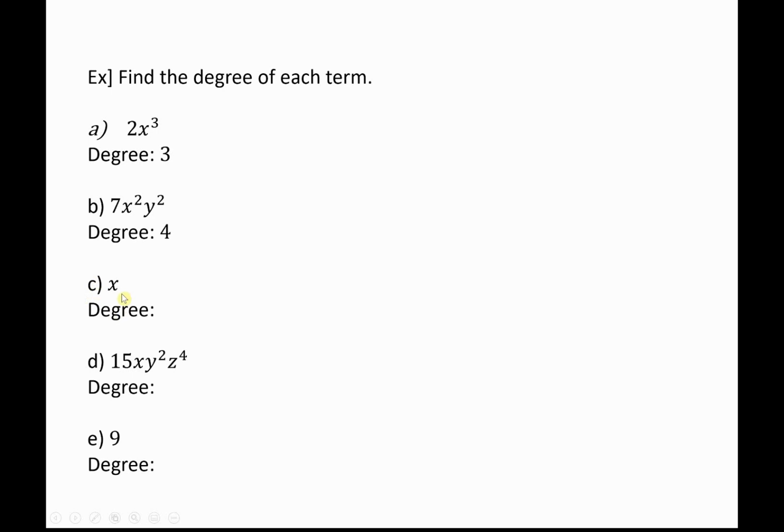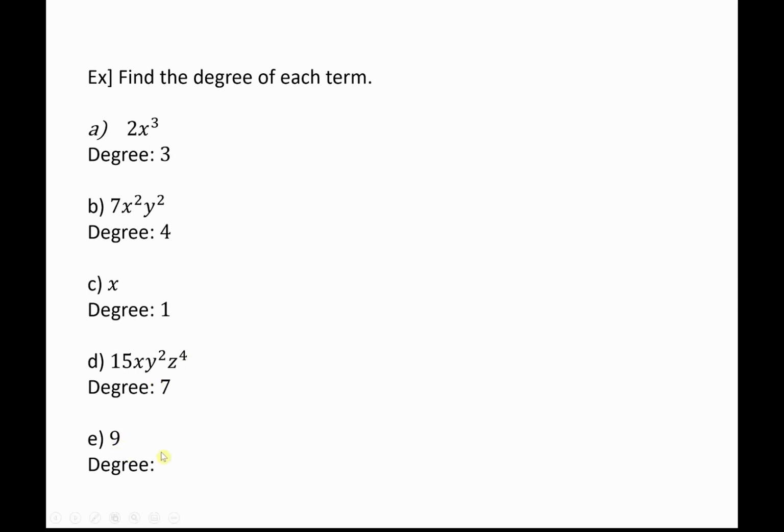Now, for part C, notice that there's no exponent explicitly given on this x variable, but it's hidden, it's like invisible, and the exponent on the x is a 1, so the degree of that term is 1. For part D, notice that there's 1, 2, 3 different variables in this term, and the exponents are an invisible 1 for the x, a 2 for the y, and a 4 for the z. Add all 3 of those exponents together, even the hidden one, and you should get what? 7 is the degree of this term.